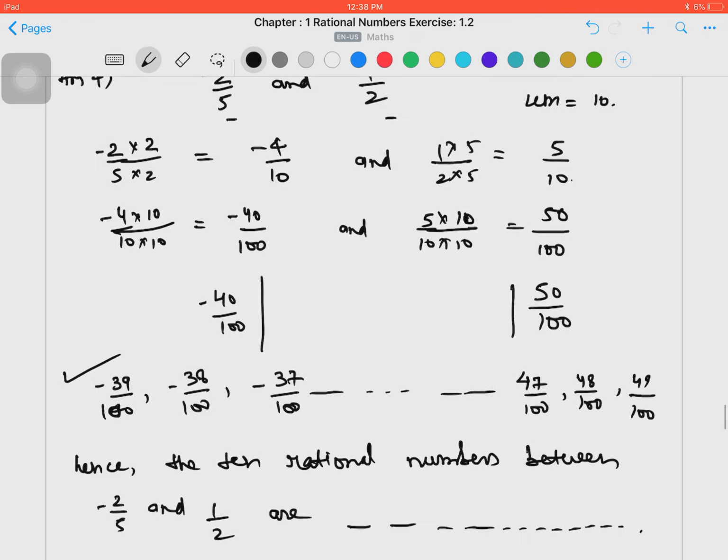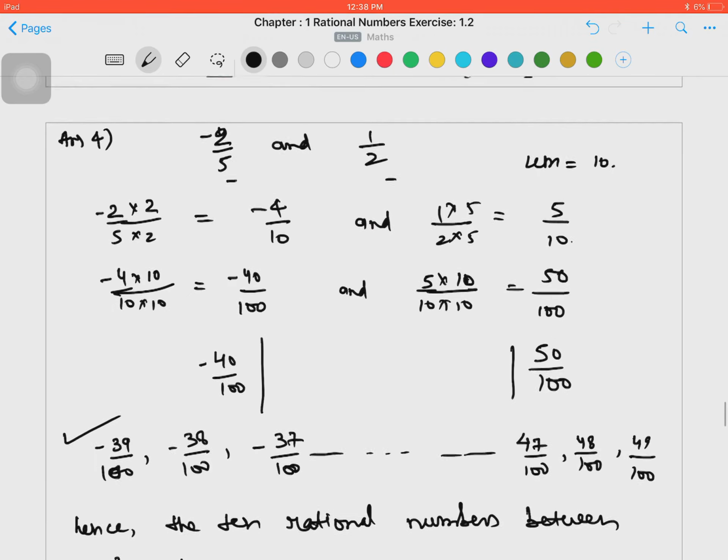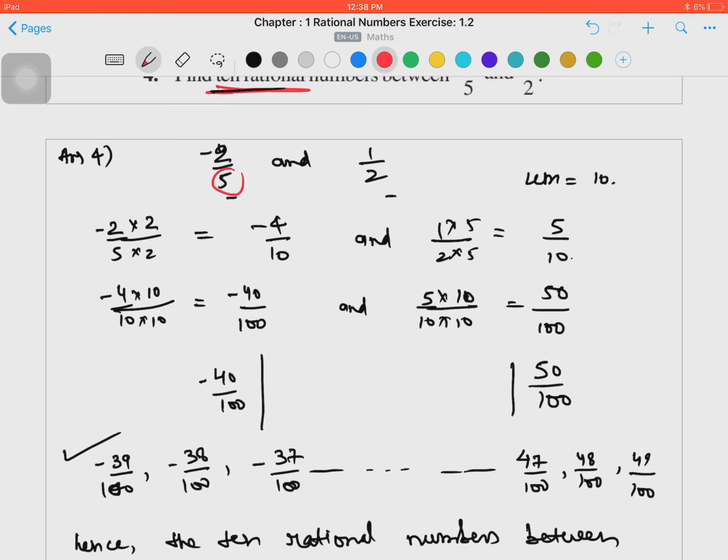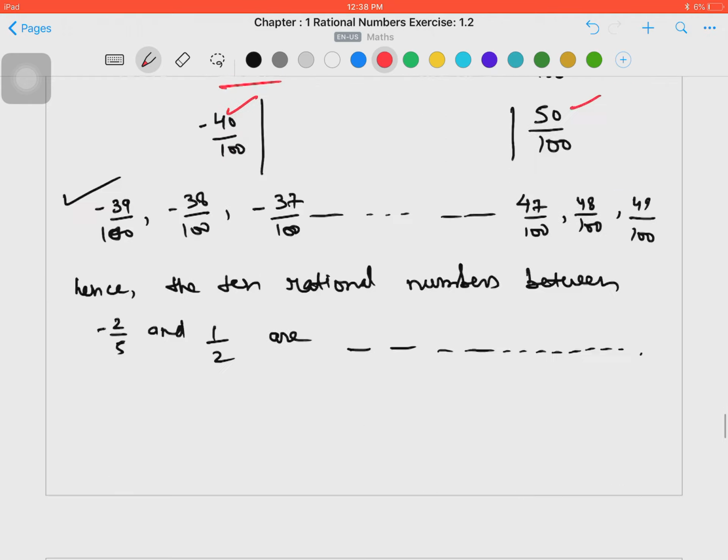I hope it's clear to you now. So what we did here is, as the given numbers had different denominators, first we found the LCM. In order to make the denominators the same, we got the numbers -4 by 10 and 5 by 10. When we tried to find the numbers in between these two, we got only 8 numbers. So we again multiplied the numbers by 10 in numerator and 10 in the denominator. So we got the numbers minus 40 by 100 and 50 by 100. Now you can easily write even more than 10 numbers between these two. Okay, so that's our answer.